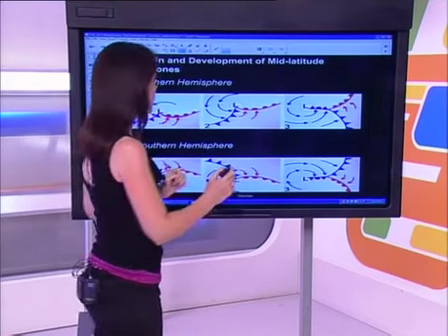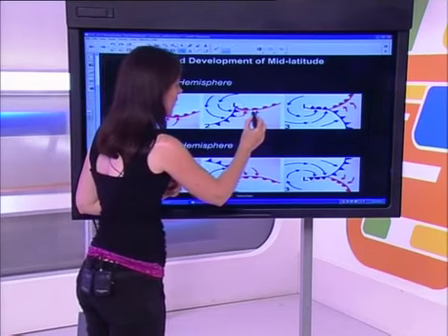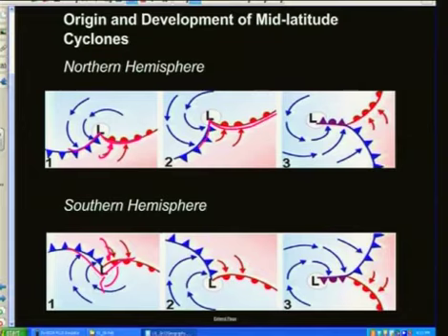Stage 2, if you have a look here, we have a clearly defined warm front as well as a cold front. Northern hemisphere, the wind is still going anti-clockwise. If you have a look at the southern hemisphere, looks almost the same. There's our cold front over there. There's our warm front. And the air is blowing into that cell.